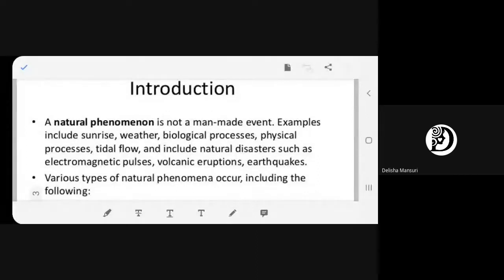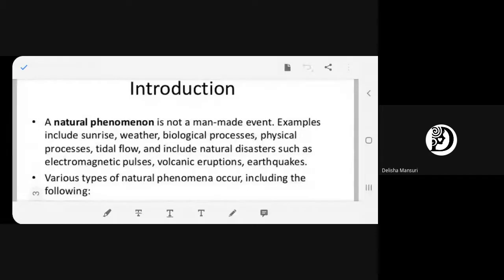What is introduction? What is natural phenomena? We are not making it. Are we making this natural phenomena? No, nature is making it, isn't it? For example, sunrise. Do you have any control over sunrise? Can you control weather? Can you control the biological processes that are happening inside your body? Can you control your respiration? Can you control your digestion? No, you cannot do that. Can you control the tidal flow? Can you control the disasters, for example, volcanoes, earthquakes? We can't do anything about all these things.